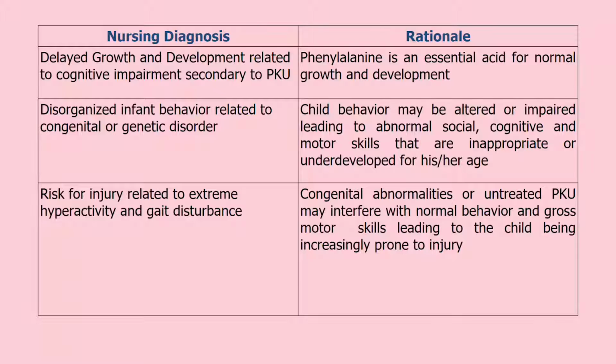And the third is risk for injury related to extreme hyperactivity and gait disturbance. Congenital abnormalities or untreated PKU may interfere with normal behavior and gross motor skills, leading to the child being increasingly prone to injury.